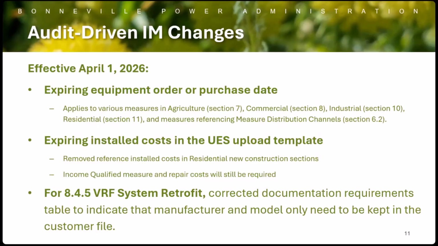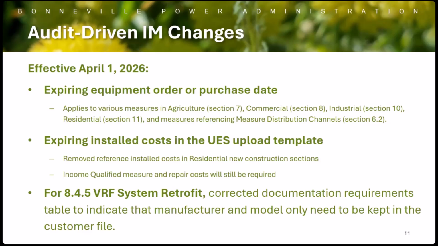We are, as Dave had alluded to in an earlier slide, also expiring installed costs to be entered into the UES upload template. As he said, those costs are included on the cost documentation that will be submitted to BPA. So that was a duplicative requirement with these new changes. We also did remove reference to installed cost requirement in the residential new construction section, just to make sure that that's very clear and reduce confusion. The big caveat here is that for income qualified measure and repair costs, those will still be required to be entered into the UES upload template.